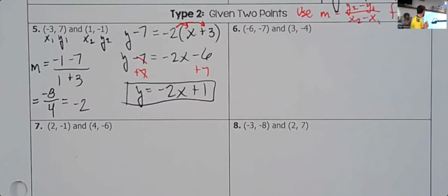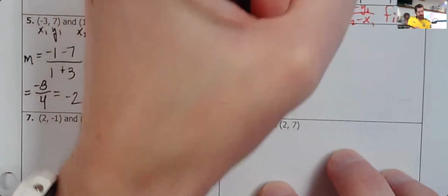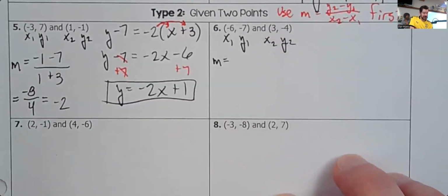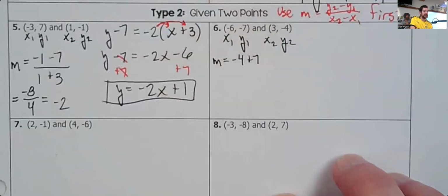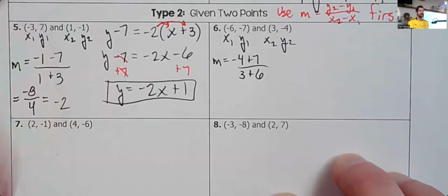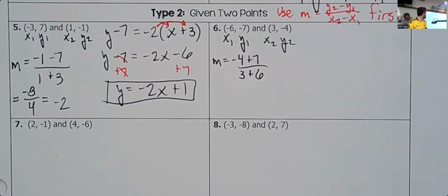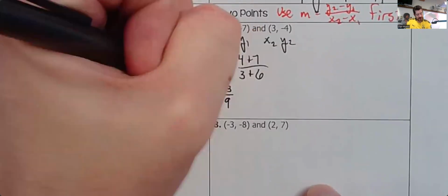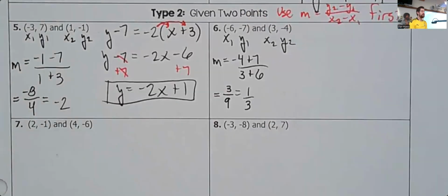All right, let's check out number 6. Here we go, x1, y1, x2, y2. Let's figure out our slope here for number 6. So that's going to be m equals, I'm going to be a lot quicker with this one, negative 4 minus negative 7, which would be negative 4 plus 7, over 3 minus negative 6, which would be 3 plus 6. So that'll be 3 over 9, which equals 1/3.